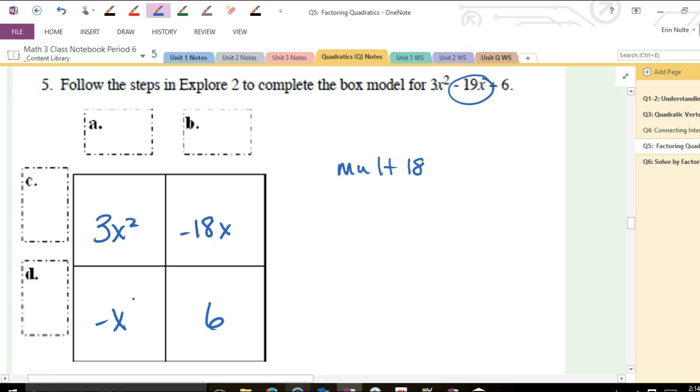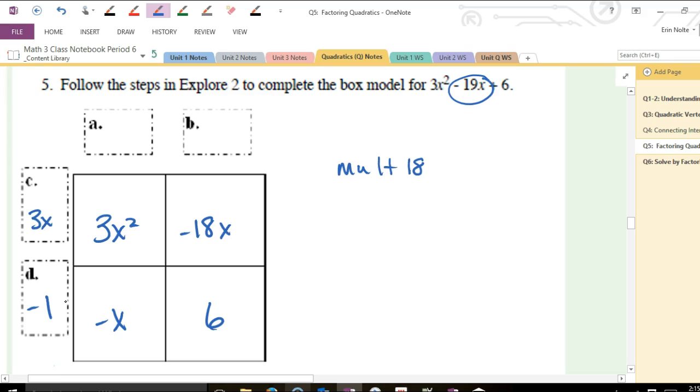Greatest common factor. Okay, so what's my greatest common factor for C? The top row? 3x. Okay, what's the greatest common factor in the bottom one? Okay, so notice that the first number is a negative. Okay, is everybody looking at this? Because this is a really important part. See how my x is negative? I have to pull out a negative something. If the first number is negative, I have to pull out a negative. So I'm going to pull a negative 1. Good.